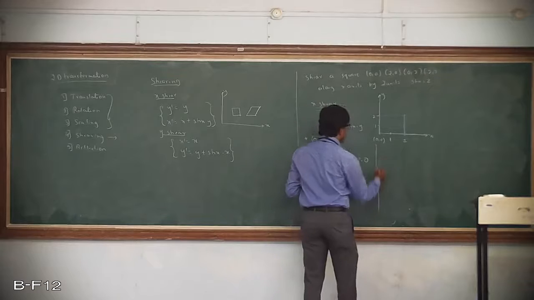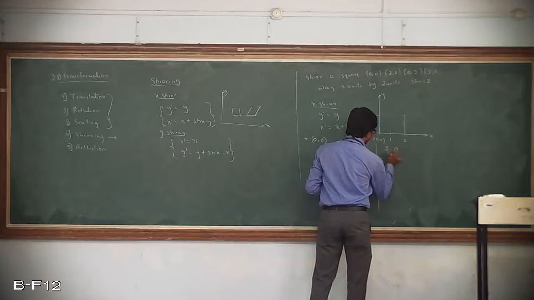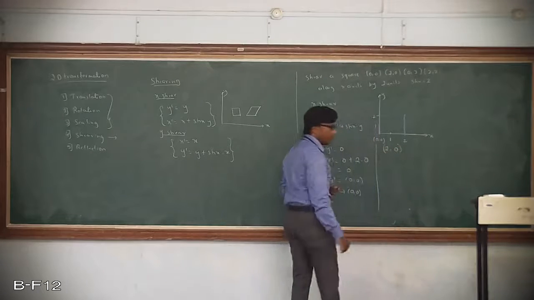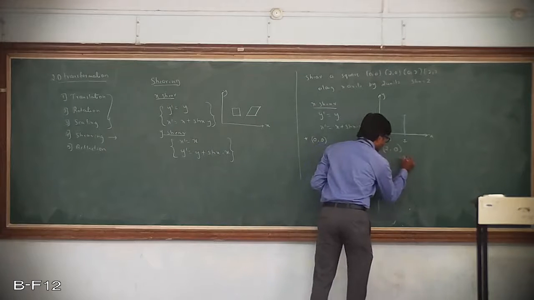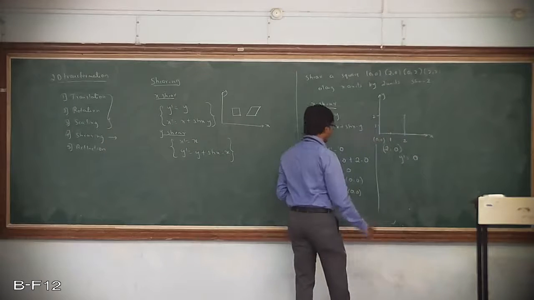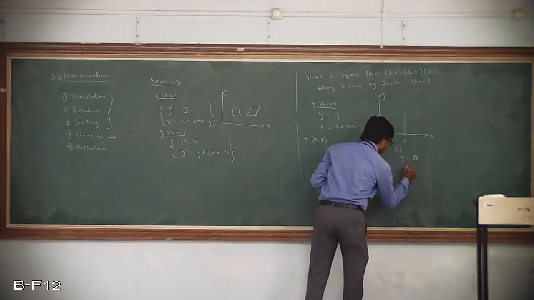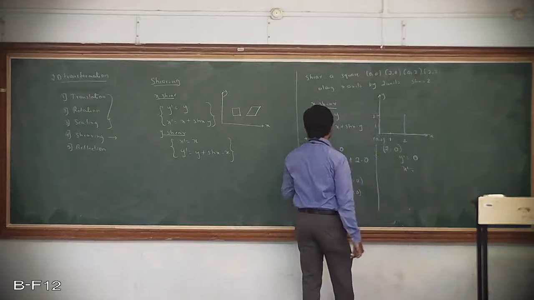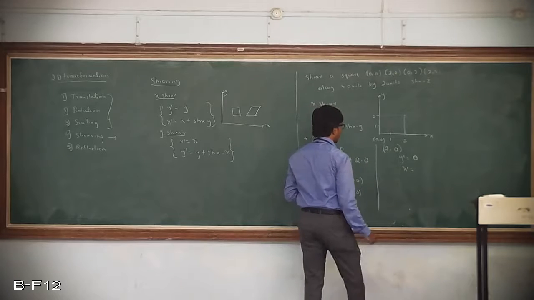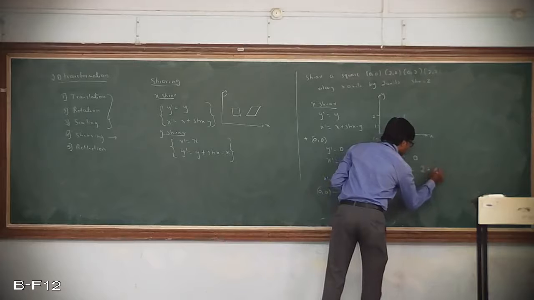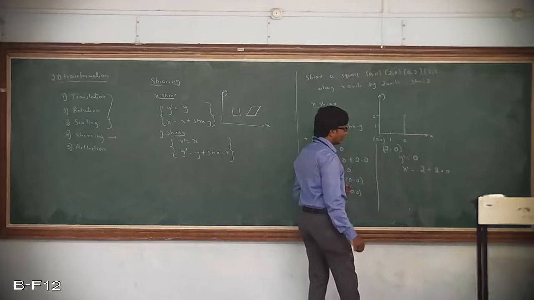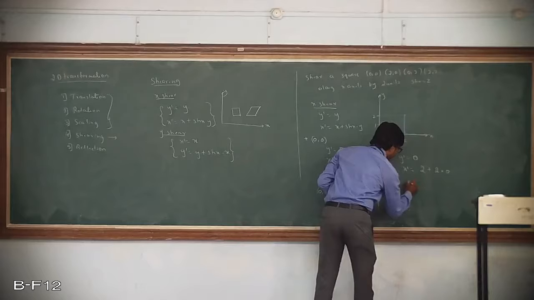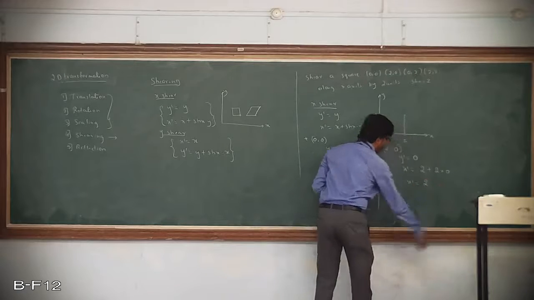Okay, so similarly if I go with the next point, that is 2, 0. So what will be y dash? Y dash is nothing but 0. What will be x dash? It is x plus shx into y, that is 2 plus 2 into 0. So you will be getting x dash as 2.